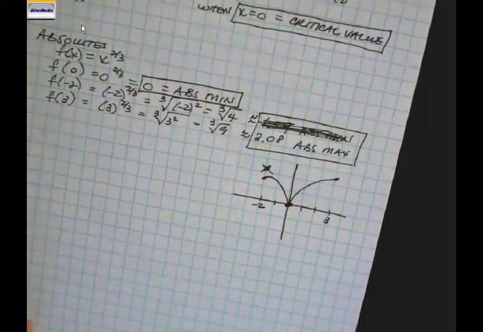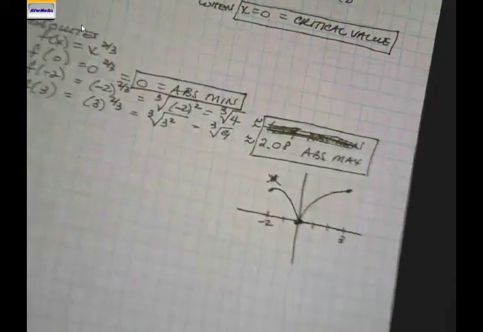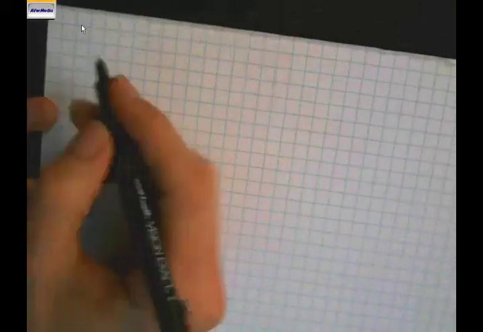Okay, so now we're going to do some additional examples, a little bit different. I mean, all those are exactly the same: find the critical values and find the absolutes. So now we're going to do some additional examples, getting away from that standard question.